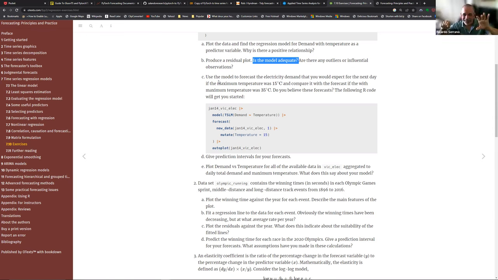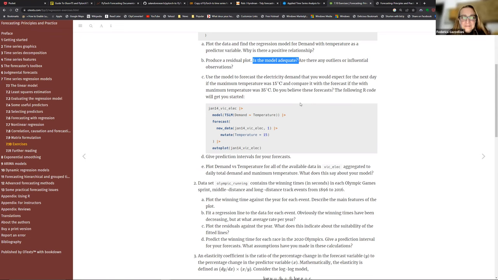The first of the following month, which is February. February 1st. You're going to forecast February 1st of 2014 using the January actual data. So we're going to do kind of a what if scenario. We're going to use the temperature. We're going to assume that the maximum temperature for that day is going to be 15 degrees Celsius, and you're going to forecast it for that.